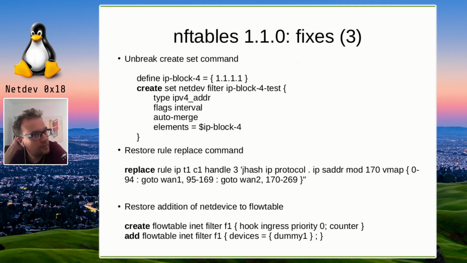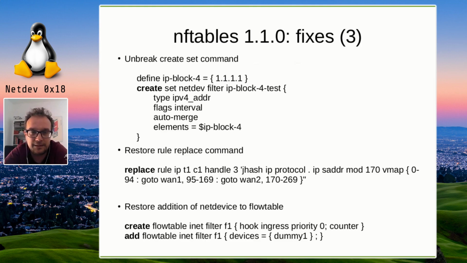With the example before, we are basically defining a variable, which is ip block 4. It's 1.1.1.1, and then we use it from the set. And this was the reason why this was the evaluation. Basically, in this bug, we were skipping the evaluation of the set when the set was created. So it was an evaluation bug. There was another bug related.